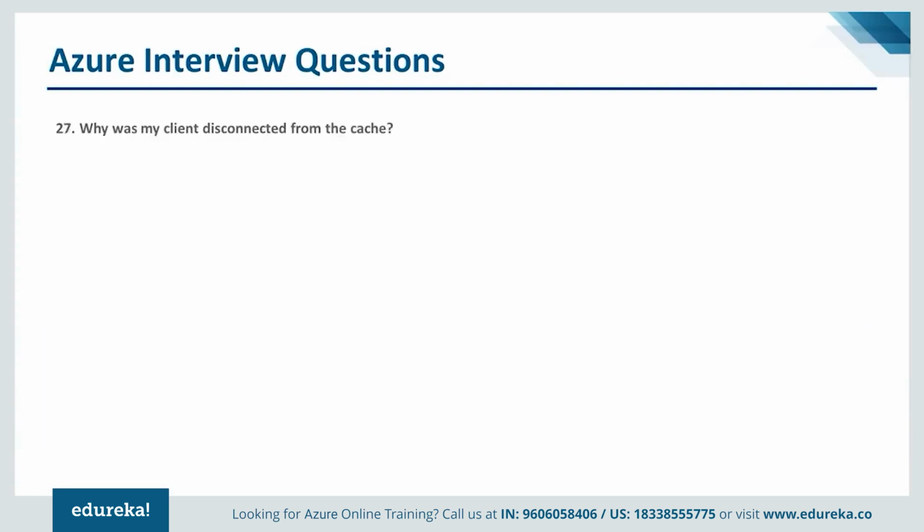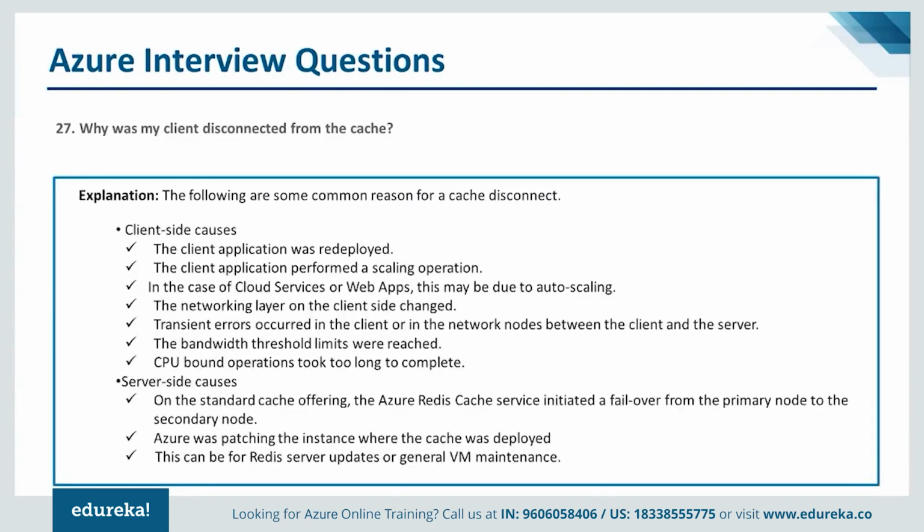Then you have another question, why was my client disconnected from the cache? Now when you talk about this, the following are some common reasons for cache disconnect. Client side causes: the client application was redeployed. The client application performed a scaling operation. In the case of cloud services or web apps, this may be due to auto scaling.